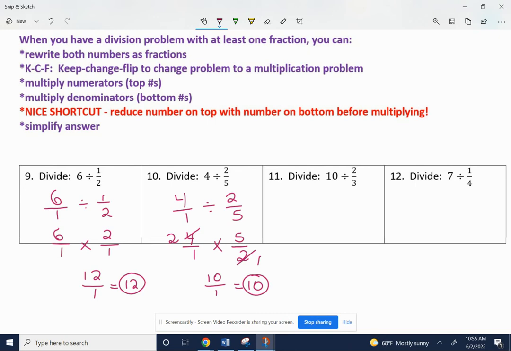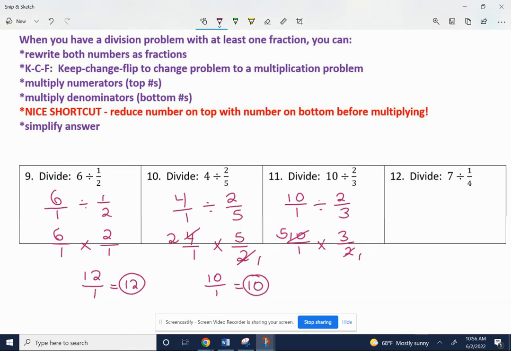Okay, the next one, 10 divided by 2/3. 10 is really 10 divided by 1 if you wanted to rewrite it that way. So 10 over 1 divided by 2/3. Now change this to multiply, keep, change, flip. 10 over 1 times 3 over 2. Before I multiply, I like this shortcut. You don't have to use it, but 10 and 2 both divide by 2. So I'm going to reduce now. 10 divided by 2 is 5. 2 divided by 2 is 1.